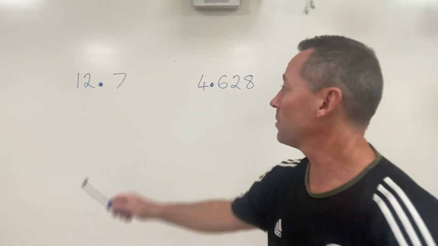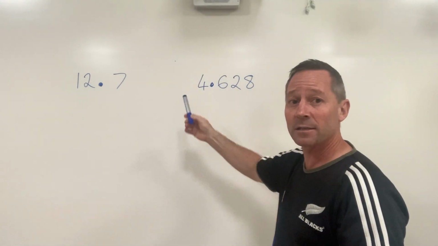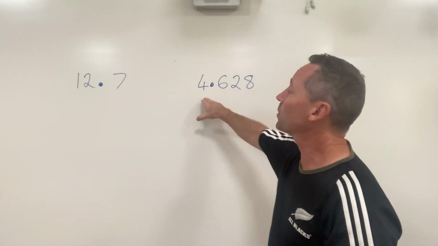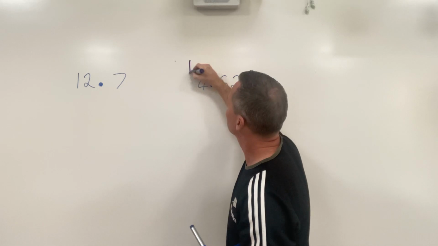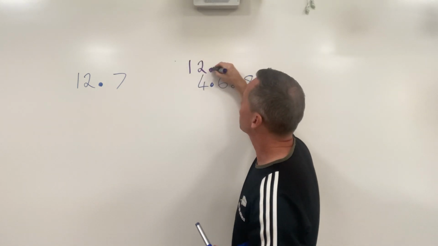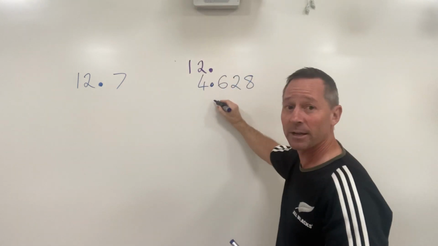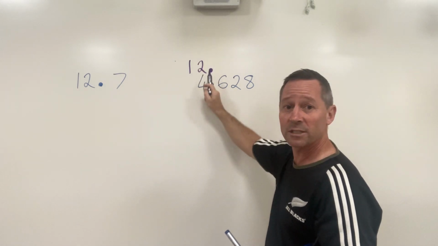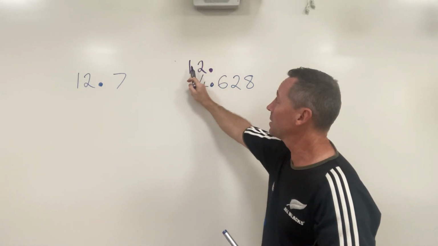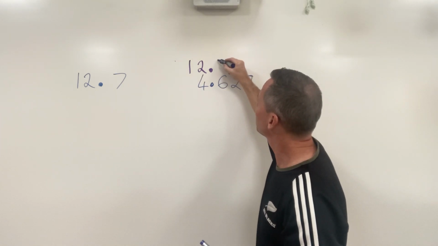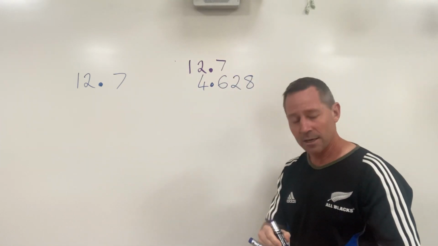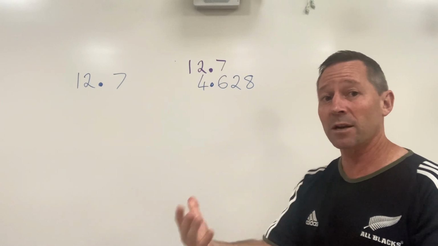So if you're going to minus it to find the difference, we'd put this one straight above this one. So this one here would be 12. Now notice I've got the decimal point lined up here. The 2 is in the ones place, the 1 is in the tens, and then my 7 is in the tenths.